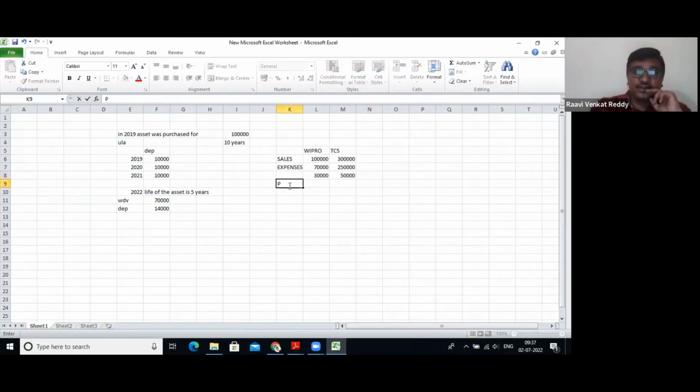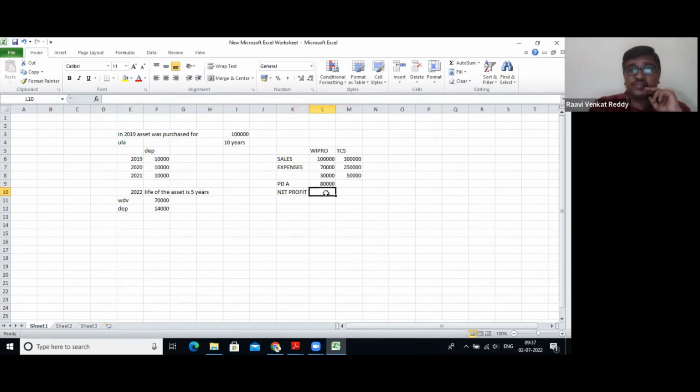Right. Now, profit on disposal of asset. Wipro company showed profit on disposal of an asset, that is 80,000. And there is no such disposal of an asset for TCS. Now, if you see the total net profit of Wipro, it goes to 1,10,000 and TCS 50,000.